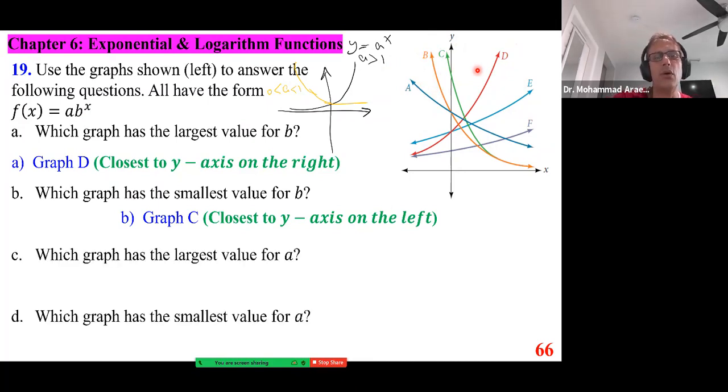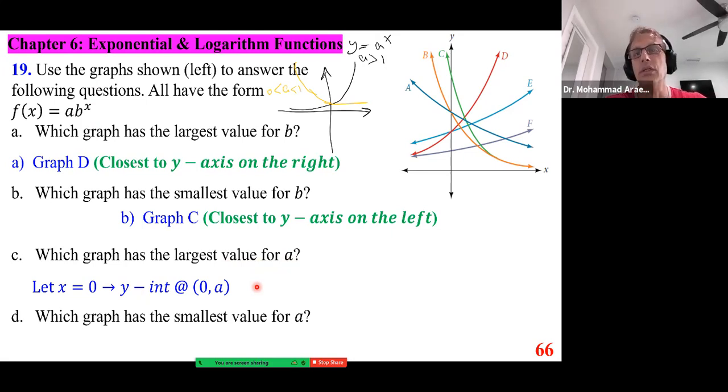Now we want to know the value of a. If you look at a, what does it represent? If you replace the x with 0, when x is 0, you have the y-intercept. So if we replace it with 0, this becomes 1, and a is your y-intercept. So we want the largest value of a, we want the largest value for the y-intercept. So take a look, which one has the largest y-intercept. So first understand that a represents the y-intercept.